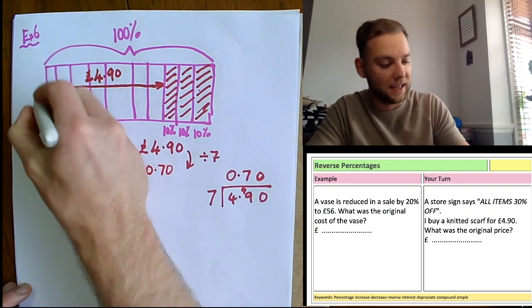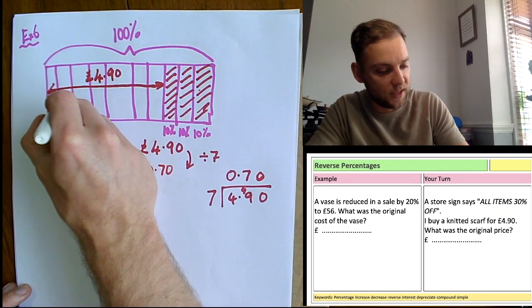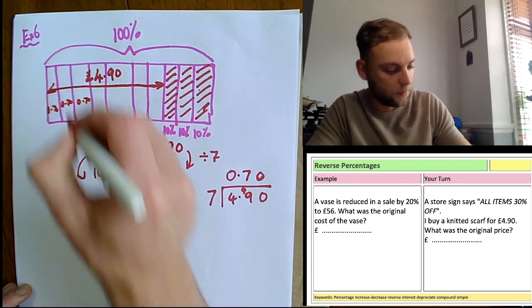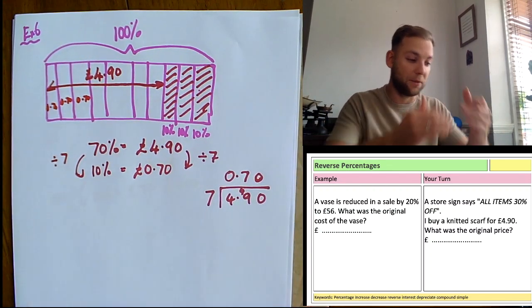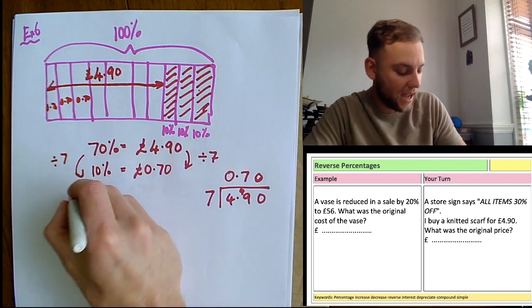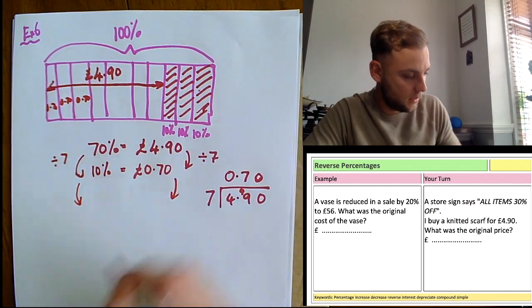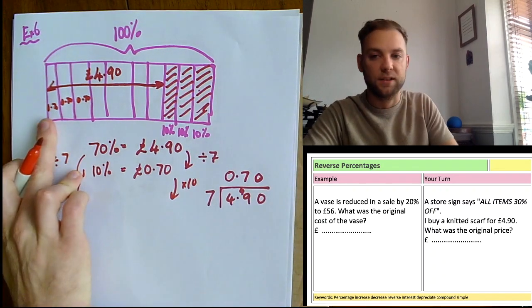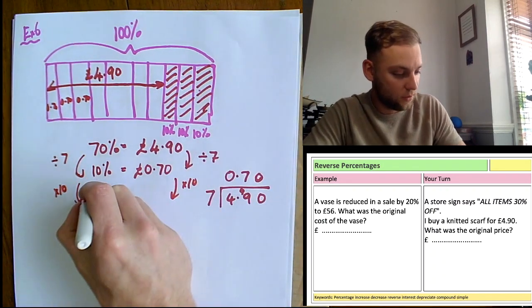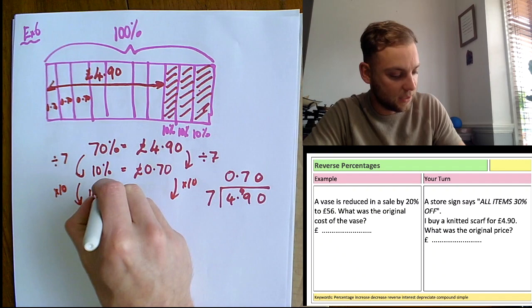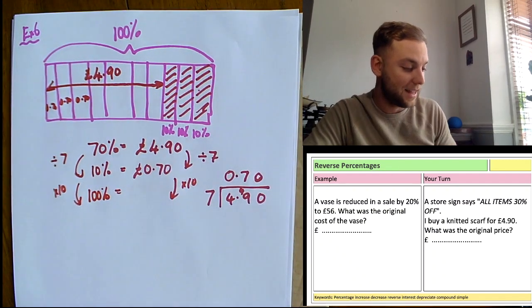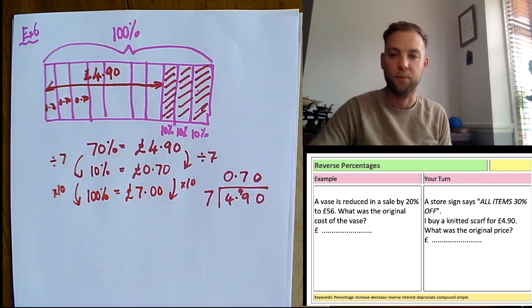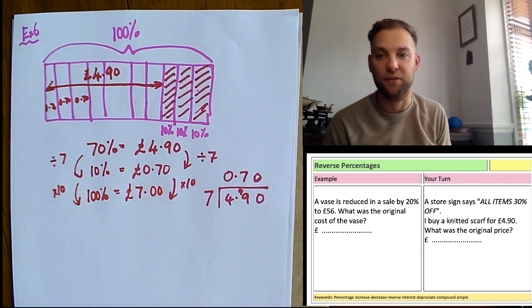So what we're saying here is that each one of these is worth 70p. So 70p, 70p, all of these are worth 70p. So then how do I find out the original amount? Well, I'm going to times it by 10, because each of these are worth 70p and there's 10 of them. So 10% times by 10 is equal to 100%, and 10 times by 70p is equal to £7, like so. So the original amount was £7.